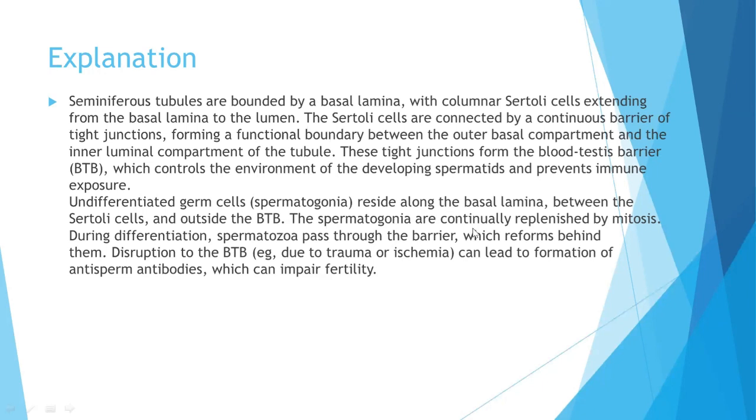Now, the spermatogonia are continually replenished by mitosis, and during differentiation, the spermatozoa pass through the barrier, which reforms behind them. So disruption to this blood-testis barrier, for example by trauma or ischemia, can lead to formation of anti-sperm antibodies, which can impair fertility.